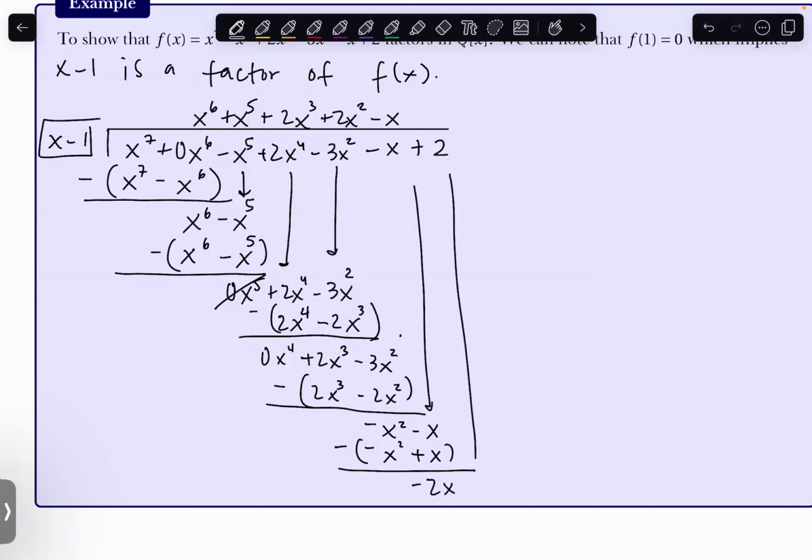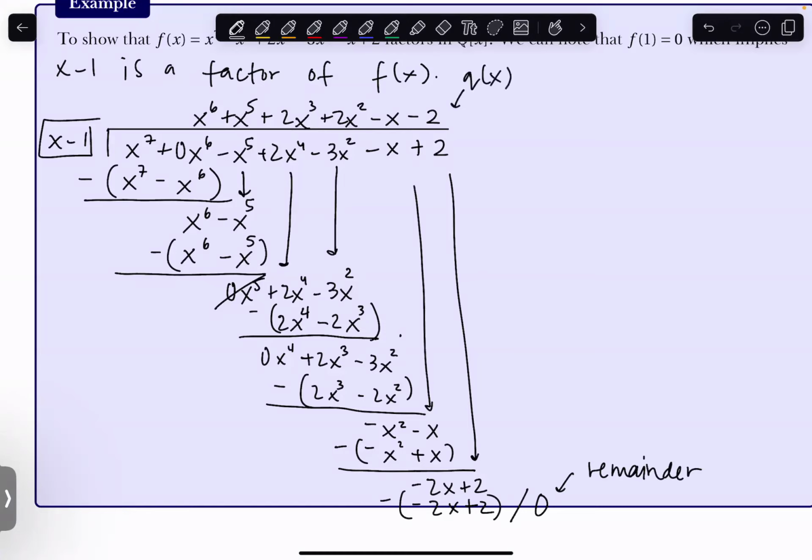And now I bring down my 2, and I decide I need to multiply by minus 2. And when I do this, I get minus 2x plus 2. I'm subtracting the same thing from itself, so I get 0. So this is really my remainder. And this is my quotient here.